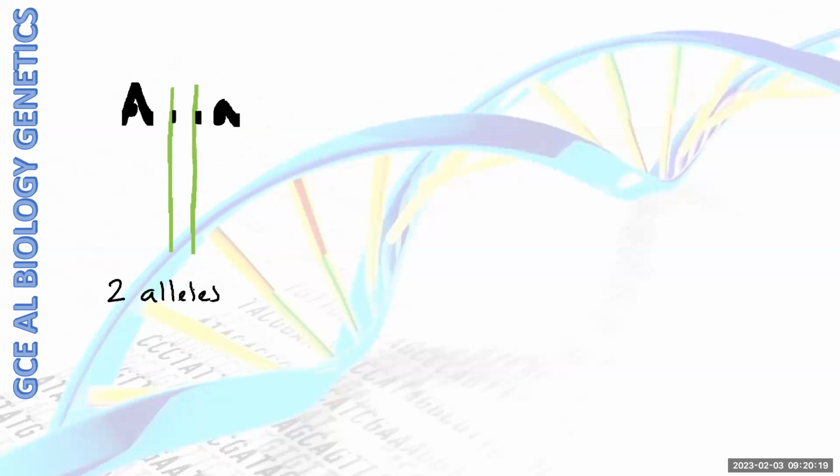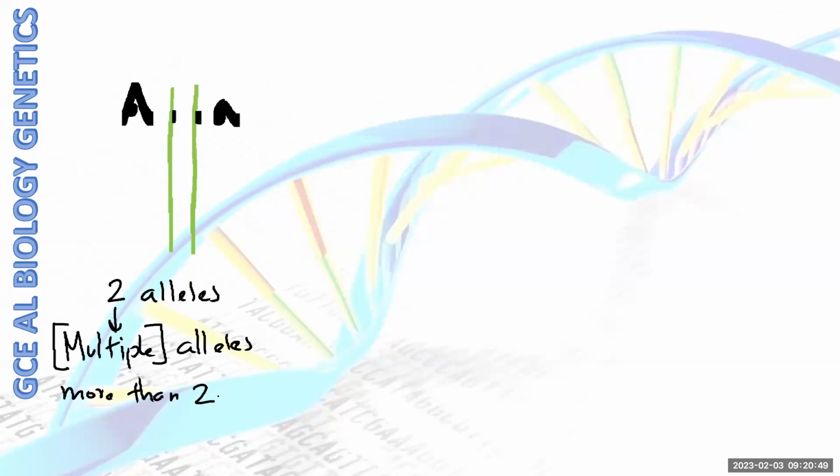Now in multiple alleles, the 2 is replaced with multiple. The word multiple means more than 2. The 2 is standard because it is always a homologous combination with 2 alleles. Now the 2 is replaced with the word multiple, which we can interpret as more than 2.